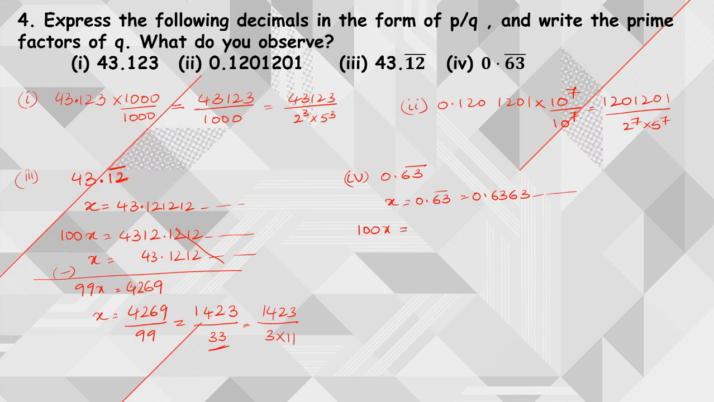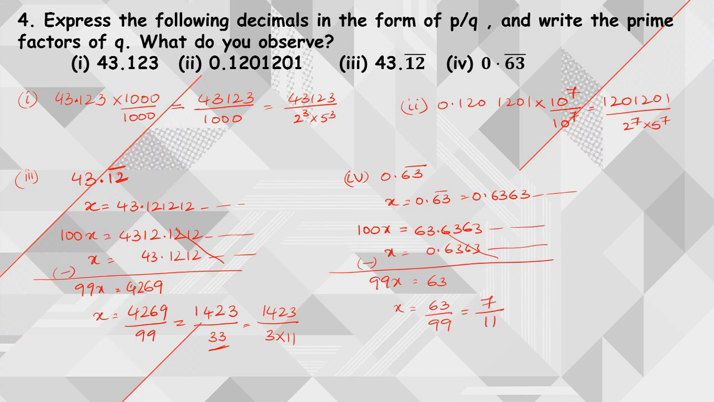So 100x is equal to 63.6363 and so on. x is equal to 0.6363 and so on. Now when I do the subtraction, what I am going to get is 99x is equal to 63, because after the decimal point everything will get cancelled. x is equal to 63 by 99. So in the 9 table, 9 11s are 99, 9 7s are 63, hence it is 7 by 11.